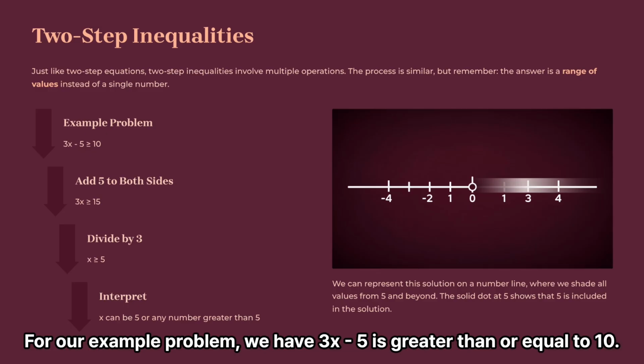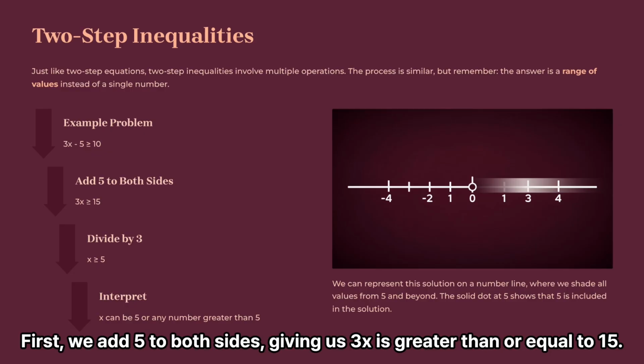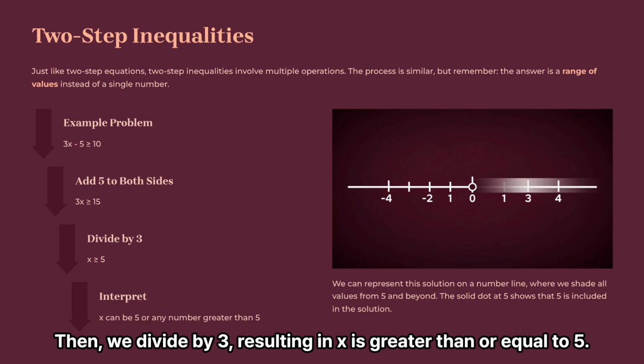For our example problem, we have 3x minus 5 is greater than or equal to 10. First, we add 5 to both sides, giving us 3x is greater than or equal to 15. Then we divide by 3, resulting in x is greater than or equal to 5.